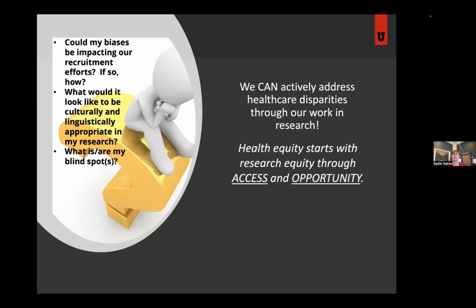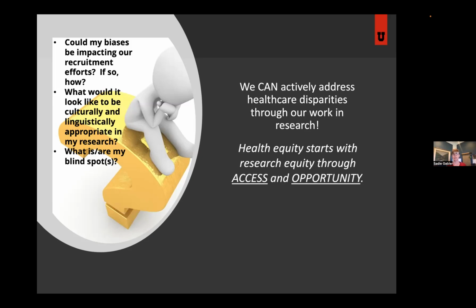So how do we approach this? We all come in with biases, and that impacts our research recruitment efforts. So how do we look at those? How do we address our own biases and those of the study team and the PIs that we're working with? One thing I think we need to first acknowledge is that we have them. Once we can identify them, then we can work to address them and change them.